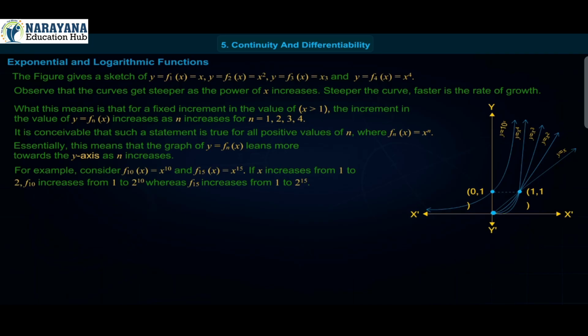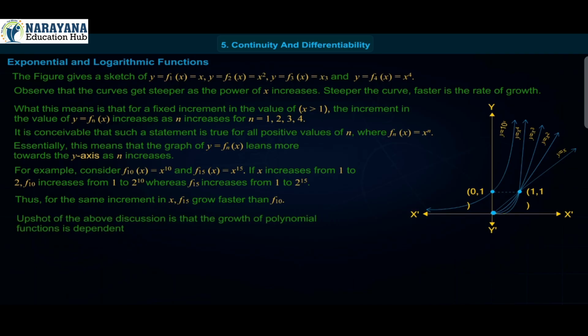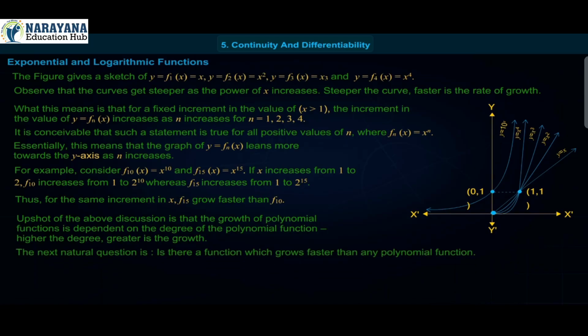If x increases from 1 to 2, f10 increases from 1 to 2 raised to 10, whereas f15 increases from 1 to 2 raised to 15. Thus, for the same increment in x, f15 grows faster than f10. The upshot of the above discussion is that the growth of polynomial functions is dependent on the degree of the polynomial function. Higher the degree, greater is the growth. The next natural question is: is there a function which grows faster than any polynomial function?